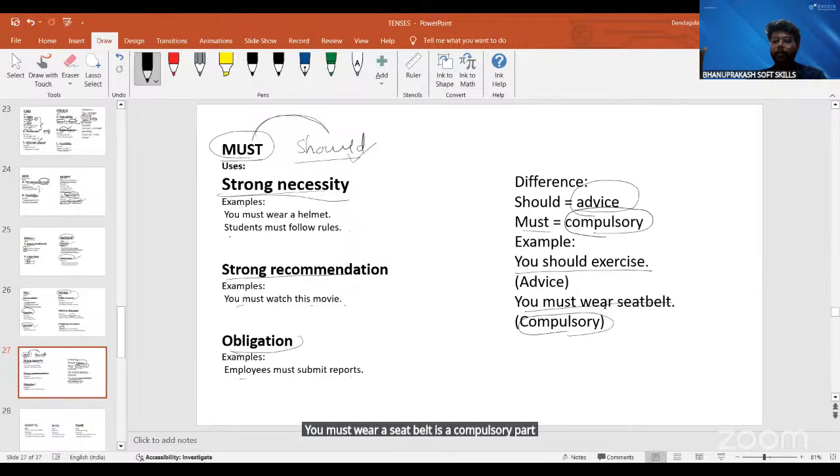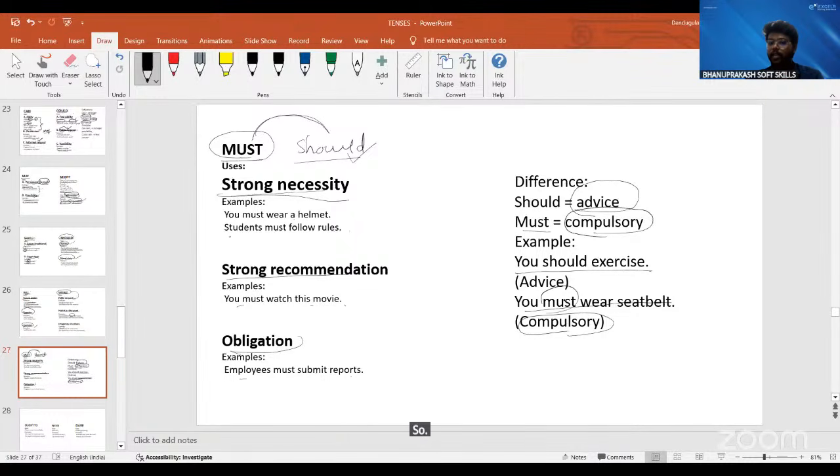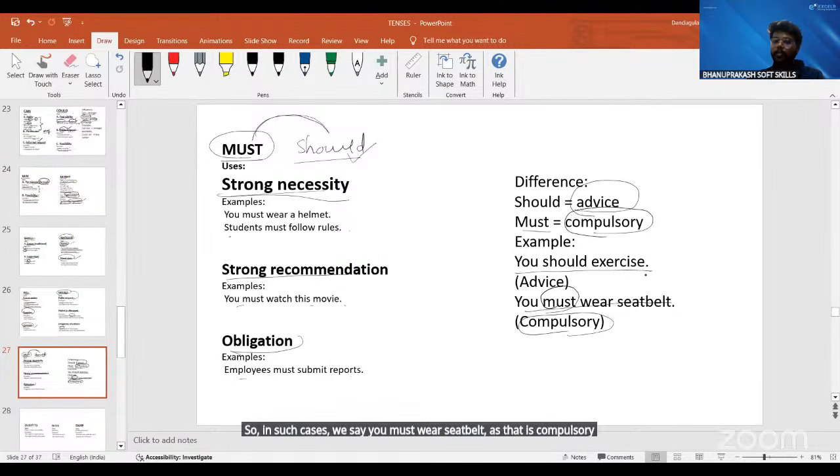Like, for example, you are traveling in an aeroplane and there is no such rule that you can simply sit without wearing a seat belt, right? That is a compulsory thing. So in such cases, we say you must wear a seat belt as that is compulsory. So must shows this strongness compared to should, as should is advice and must is compulsory.